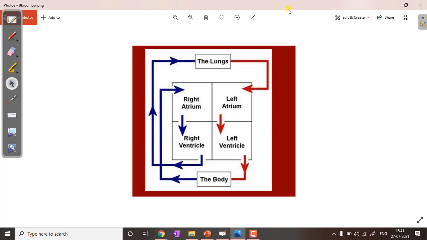This is a very simple diagram which will help you remember. This is blue in color since here the blood is deoxygenated, and this is red in color since here the blood is oxygenated. So it is shown from the left ventricle, it goes to all parts of your body.